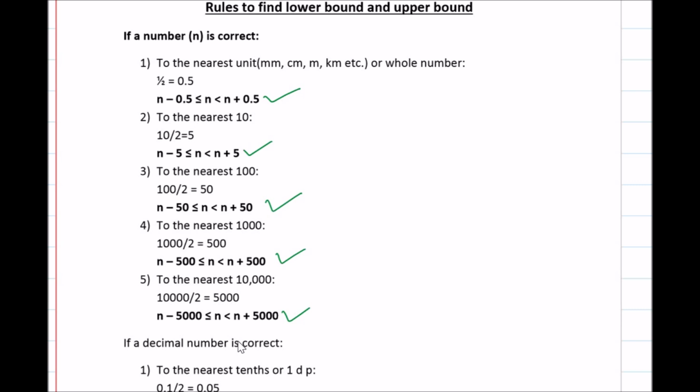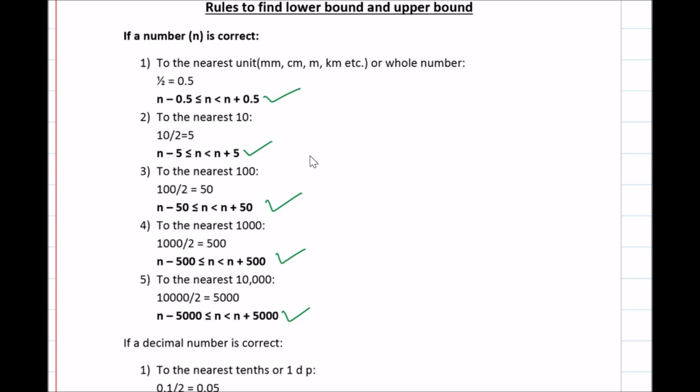So when you are adding, we get the upper bound. When you subtract, we get the lower bound. And what to add and subtract, we are able to find from the question itself. In the question it will always be given that it is correct to the nearest unit, to the nearest 10, to the nearest 100 or to the nearest 1000, whatever. Nearest lakh: if it is the nearest lakh, we will take 1 lakh divided by 2, so we need to add and subtract 50,000.